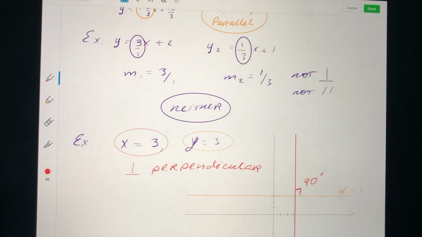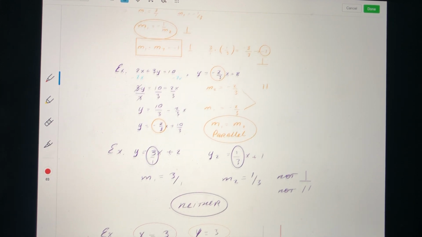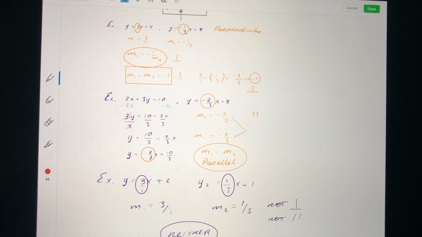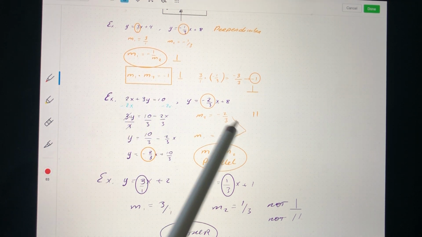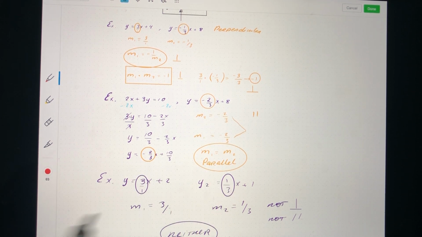And that's it for this video. That's how we can tell if the lines are parallel, perpendicular, or neither. We'll look at the slope for each. And if the slopes are negative reciprocals, they are perpendicular. If the slopes are exactly the same, they are parallel. And if that doesn't happen, they are neither.